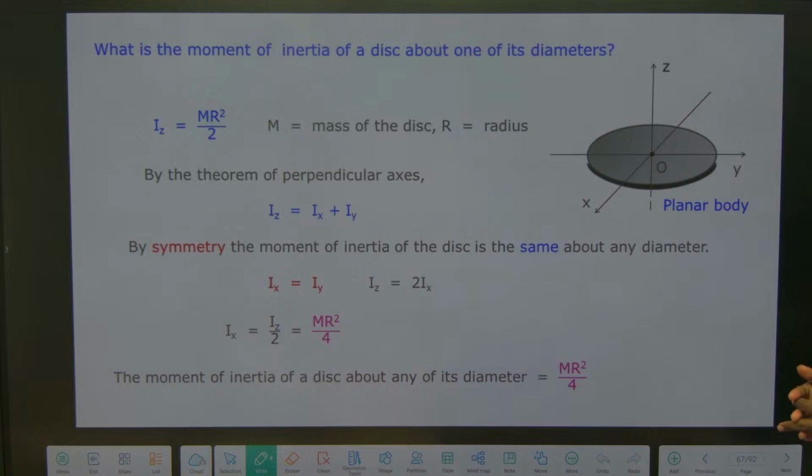See here. What is the moment of inertia of a disc about one of its diameters? That is the question.